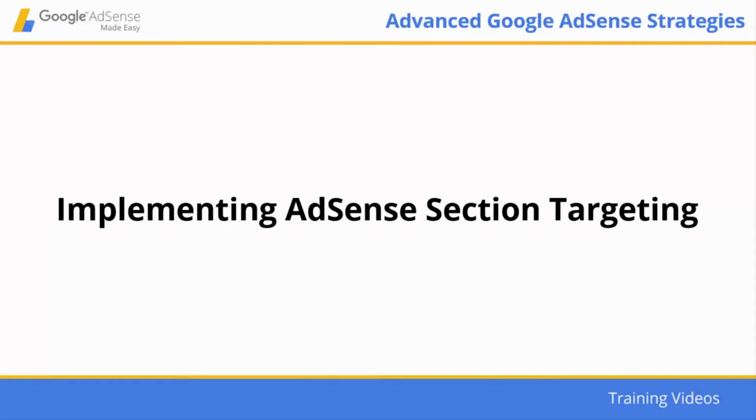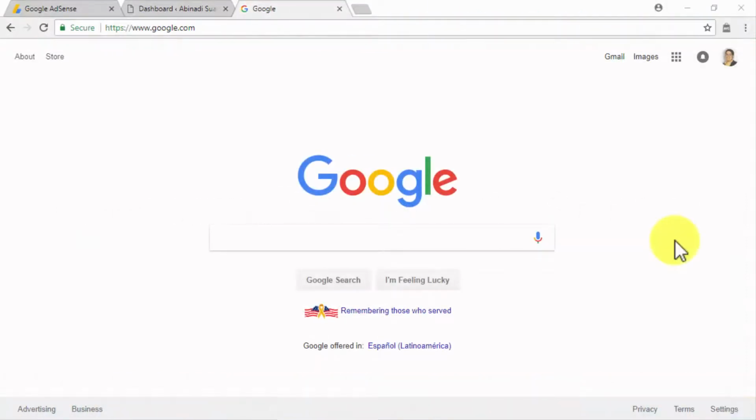Implementing AdSense section targeting. Hey there everyone! There are certain parts of your website that might be affecting how effectively you are serving your ads, as well as their relevance. This is because sometimes the Google algorithm ends up targeting keywords that are not relevant to your site's content or to your visitors' interests.